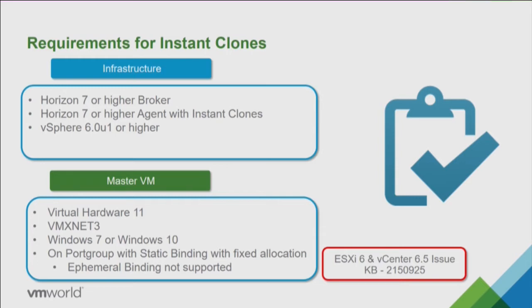There's a little bit of an issue right now. If you happen to have a mismatch of ESX 6 and vCenter 6.5, port groups work a little differently, so there's a little bug there where you can't set up instant clone pools. There's a KB on it that explains it. We're working on a fix. The fix will actually be out pretty quickly.